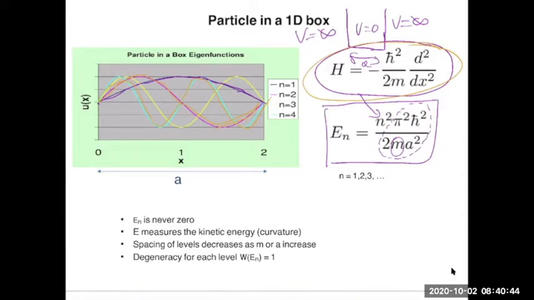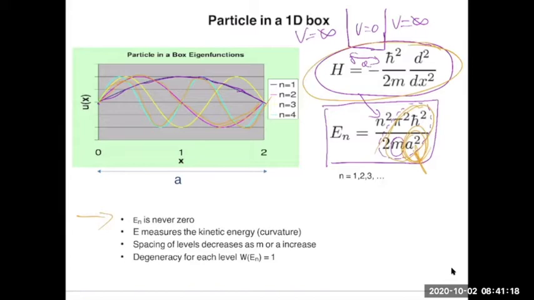A few things to observe here that are maybe a little odd. The energy is actually never zero. The lowest energy state you can be in is not zero. It's this quantum here, pi squared h bar squared over 2ma squared. Obviously, as your box gets big, as this A gets big, this lowest energy state tends to go to zero, but it's never zero.